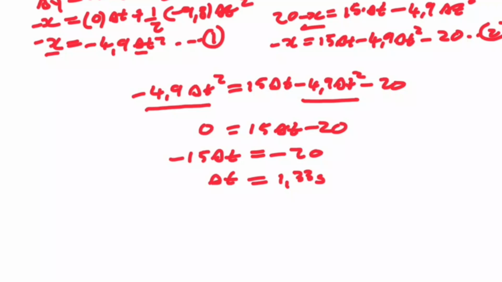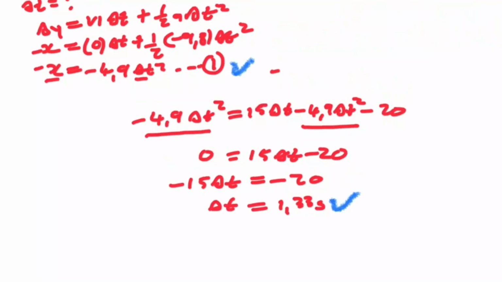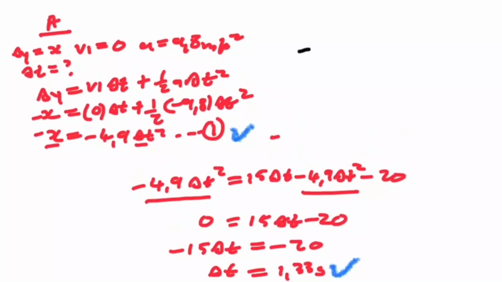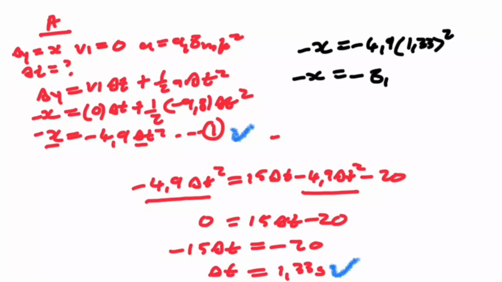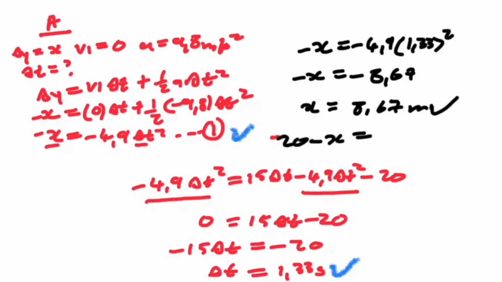Let's see if it really makes sense. Let's substitute delta t into equation 1, okay? We're going to have minus x equal to minus 4.9 multiplied by 1.33 squared. So minus x is equal to minus 8.67. So x is equal to 8.67 meters. And 20 minus x will be equal to 11.33 meters, which makes sense.